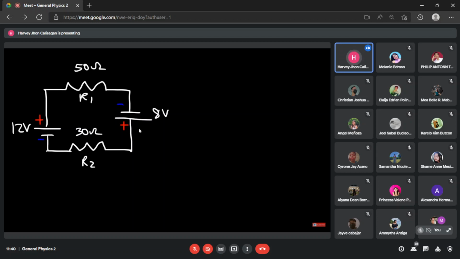two batteries. Now the 12 volt battery wants to send current in this direction, so that is the clockwise direction. And the 8 volt battery also wants to send current in the clockwise direction. So therefore these two batteries don't oppose each other, they support each other, because they want to send current in the same direction.